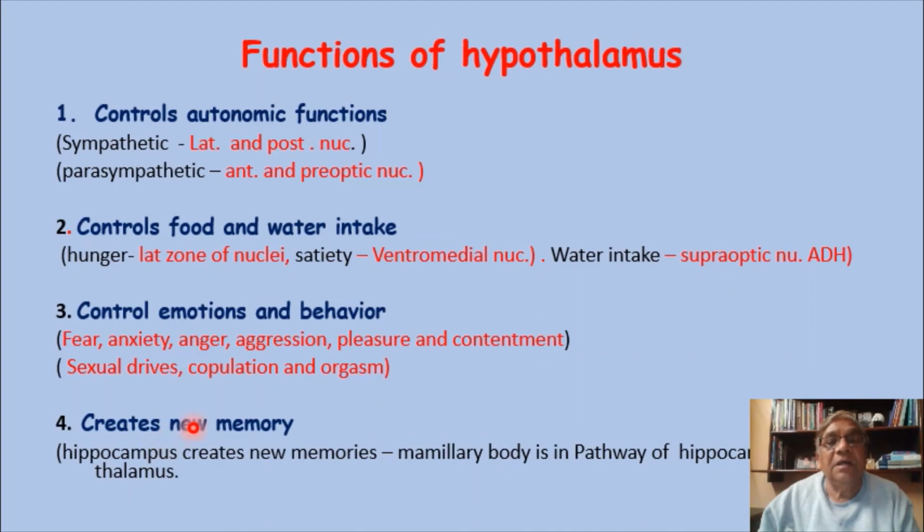Another function of the hypothalamus is to create new memory, as we have seen. The hippocampus, part of the limbic system, creates the new memory, and then it comes to the mammillary body through the anterior column of the fornix. This is in the pathway of the hippocampo-thalamic tract, where ultimately the new memory is created. Let us see here the two functions, food and water intake and control of emotion, including behavior and sexual drives. These are necessary.